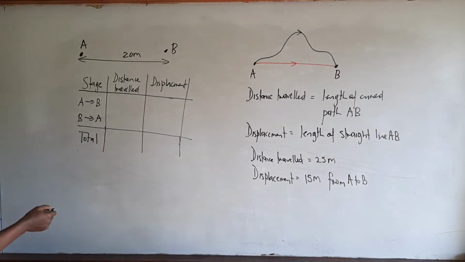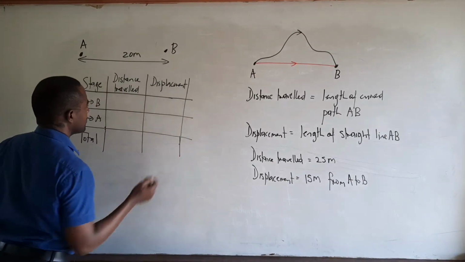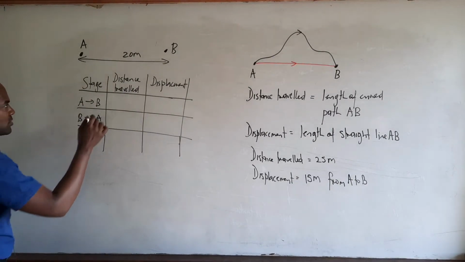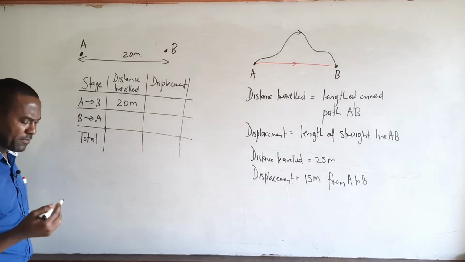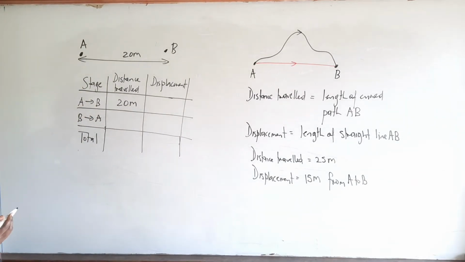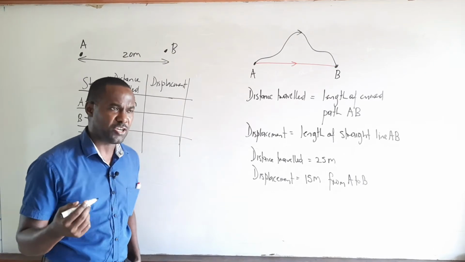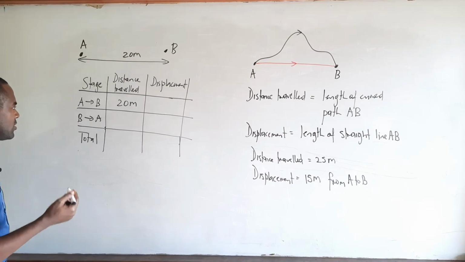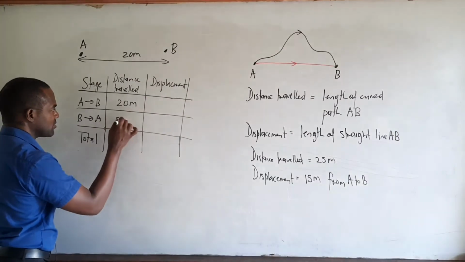So if this person is walking from A to B, then the distance traveled would be 20 meters, right? In walking back from B to A, the only thing which has changed is the direction, but the length of the path has not changed, and therefore the distance has remained the same. So the distance traveled back from B to A is also 20 meters.